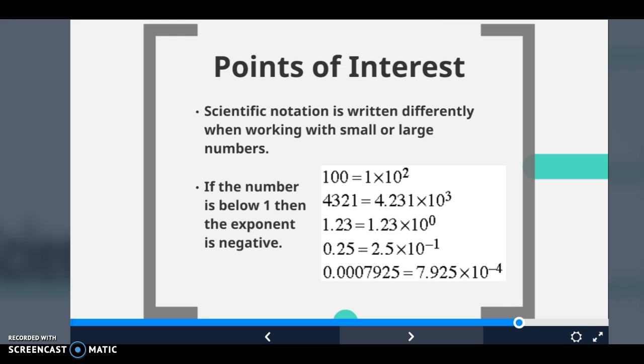Scientific notation is written differently when working with small or large numbers. If the number is below 1, like less than 1, the exponent will be negative, as you can see in these two examples here and here. My number was less than 1 to begin with, so when I write it in scientific notation, the exponent becomes negative. If the number is greater than 1, or 1 or greater, then the exponents are positive, as you can see from the other examples.